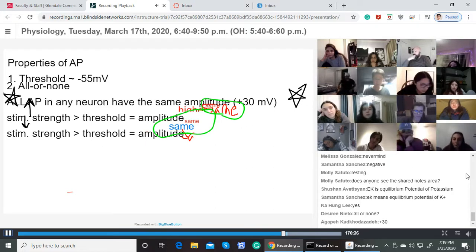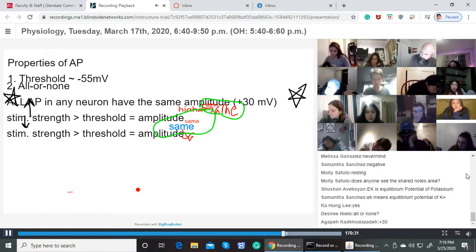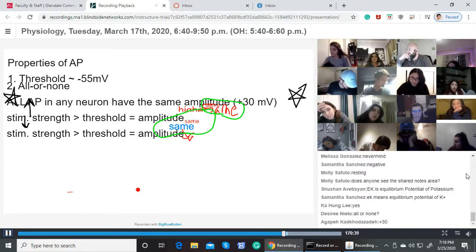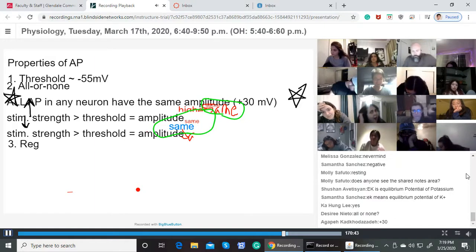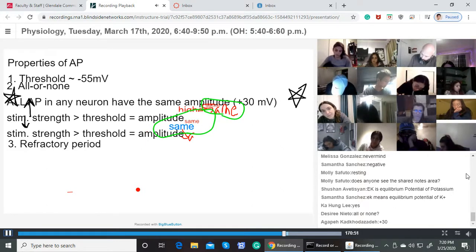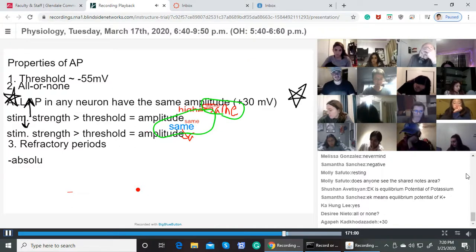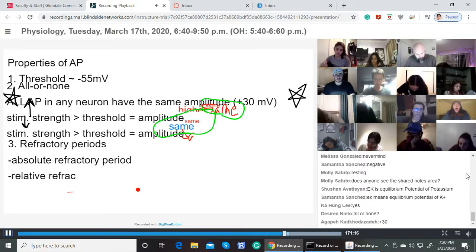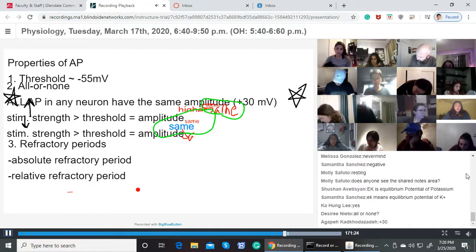Okay, property number 3. Oh, property number 3 is the tough one. Refractory period. We have 2 types. One is called absolute refractory period. One is called relative refractory period. You have to know them, unfortunately.